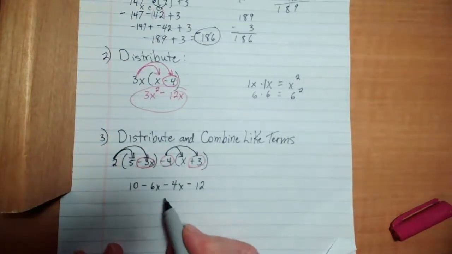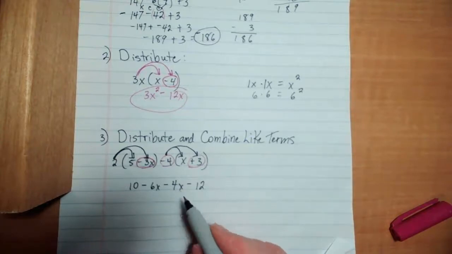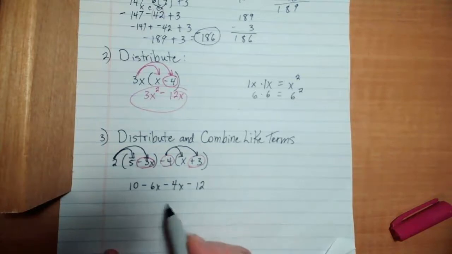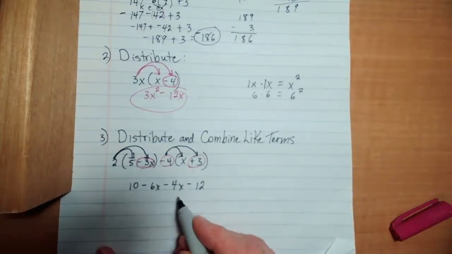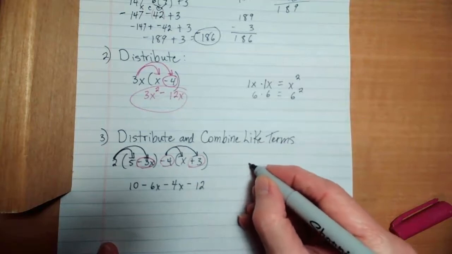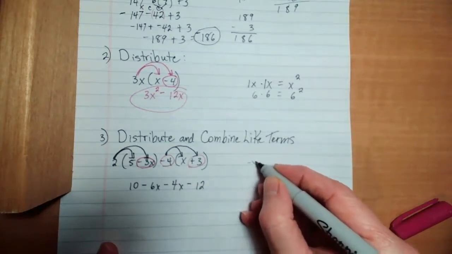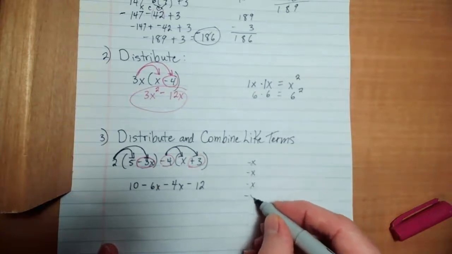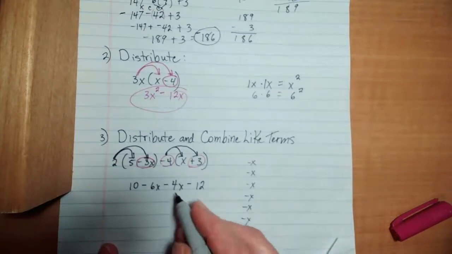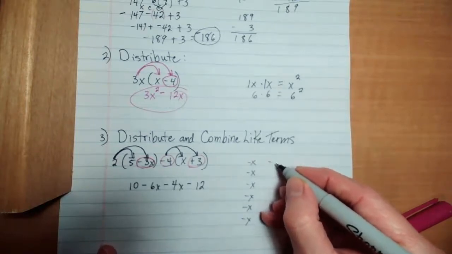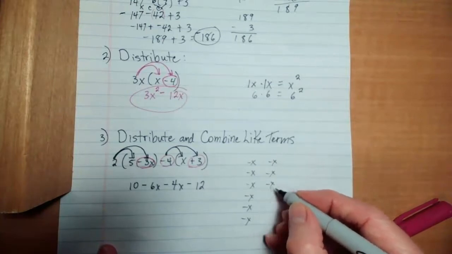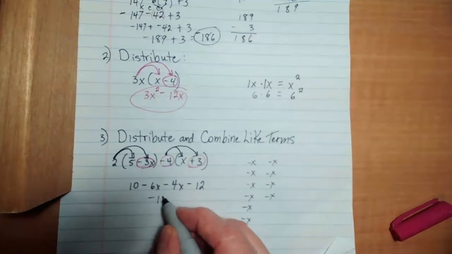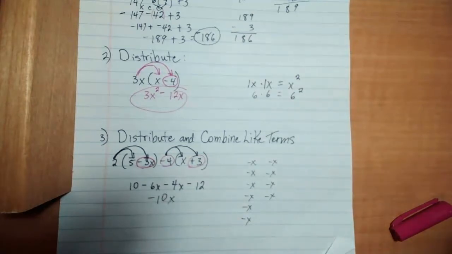I've got a 10 with no x. I've got 6x, 4x. The x's are the same. And we've got two whole numbers that are like terms. We have two x terms that are like terms. So I have negative 6 x's. 1, 2, 3, 4, 5, 6. And I have 4 negative x's. 1, 2, 3, 4. So altogether, I have 10 x's, and they're negative.